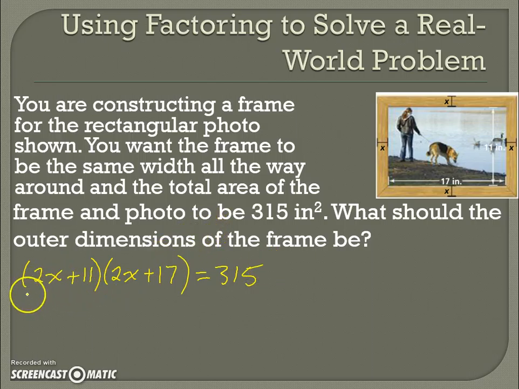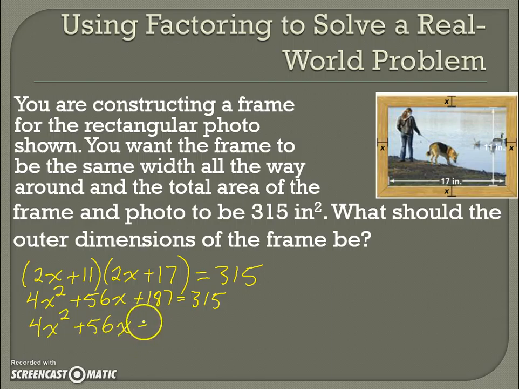All right, from there I go ahead and FOIL this, so I get 4x squared plus 56x plus 187 equals 315. And like I said before in that problem, I can't solve this if this isn't 0, so I'm going to subtract 315 from both sides. And I get 4x squared plus 56x minus 128 equals 0. Now you should hopefully check this. Hopefully you see that, hey, this whole thing can be divided by a 4. So I'll go ahead and divide that 4 out.